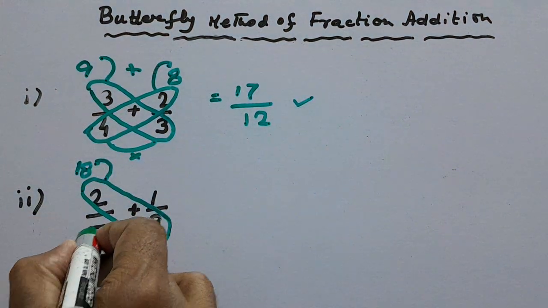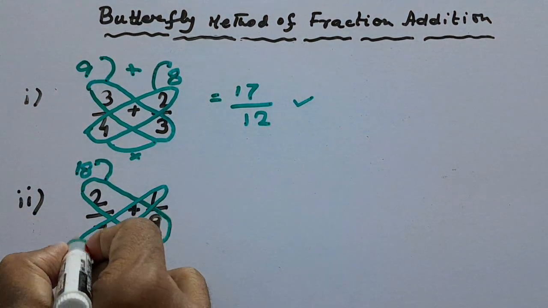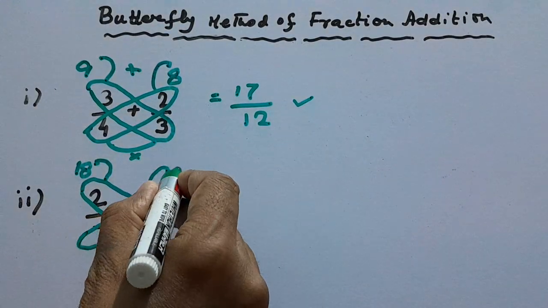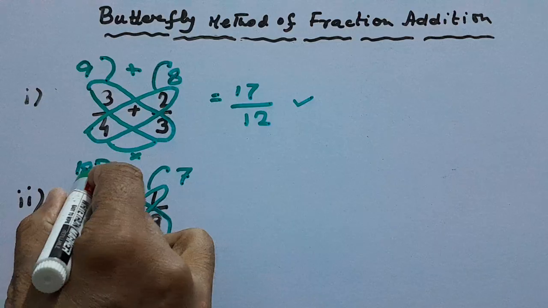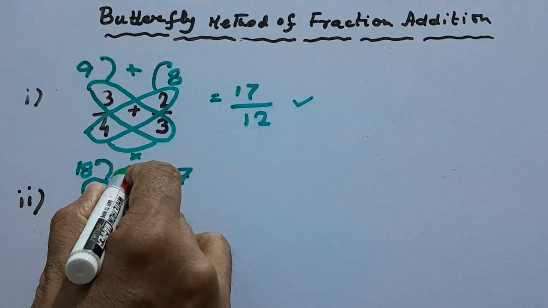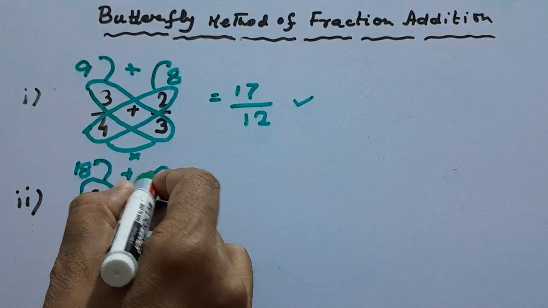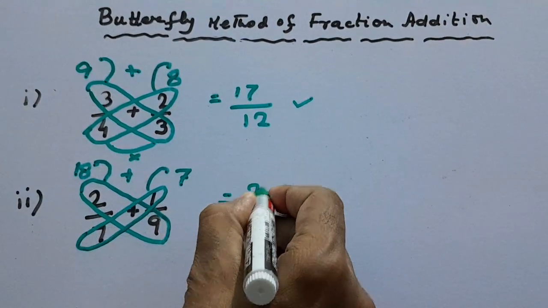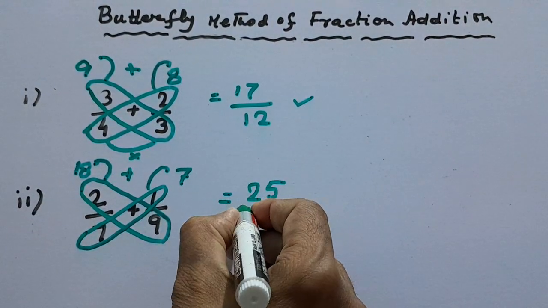And again we'll cross multiply these two. So 7 times 1 is 7. Now we'll add these two numbers. 18 plus 7 is 25. So we'll put 25 in the numerator.